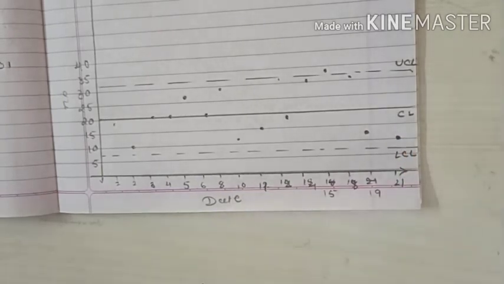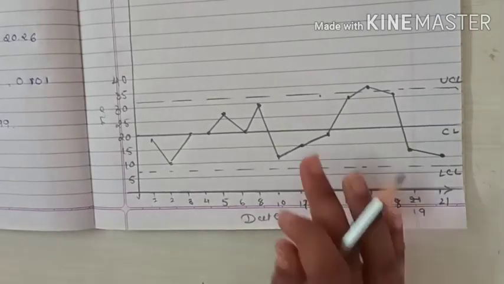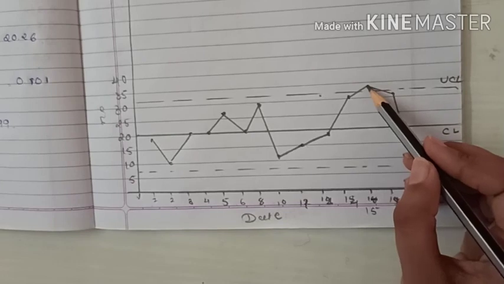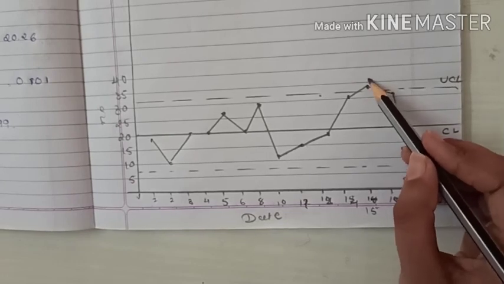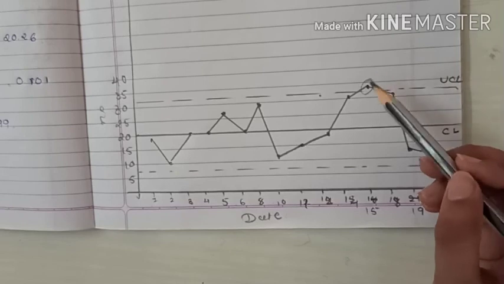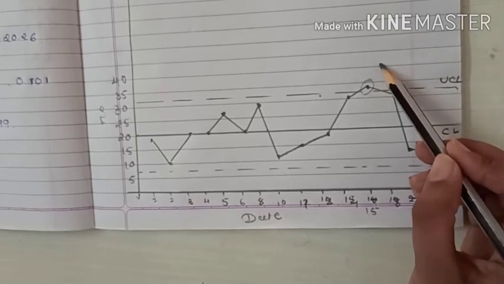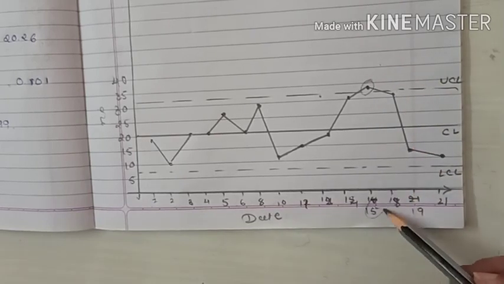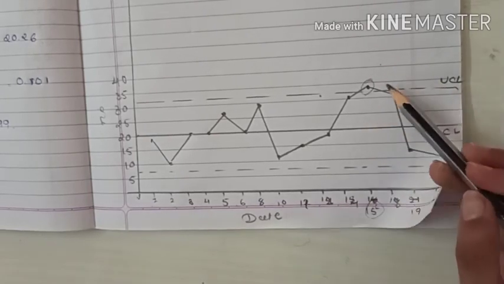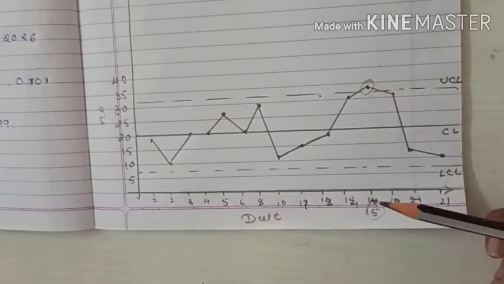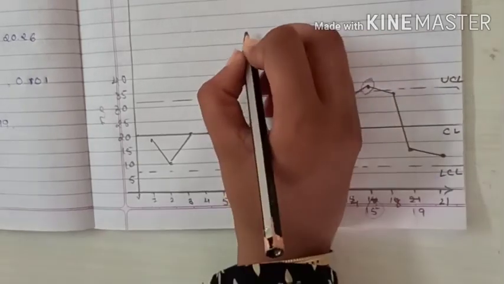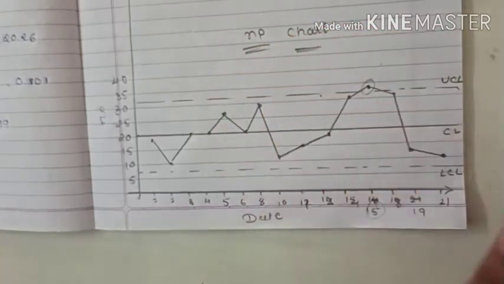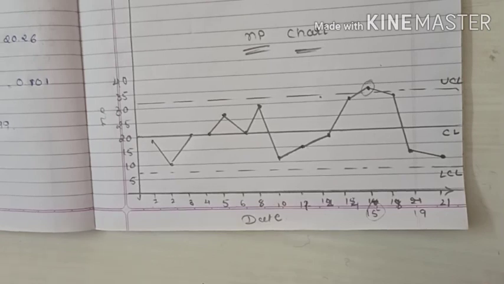Let's join all the points together and see what this NP chart looks like. You can see that one point is out of control, it's beyond the upper control limit, right? So on the 15th date, the process is out of control. That is the NP chart. Understood? P chart and NP chart. Thank you.